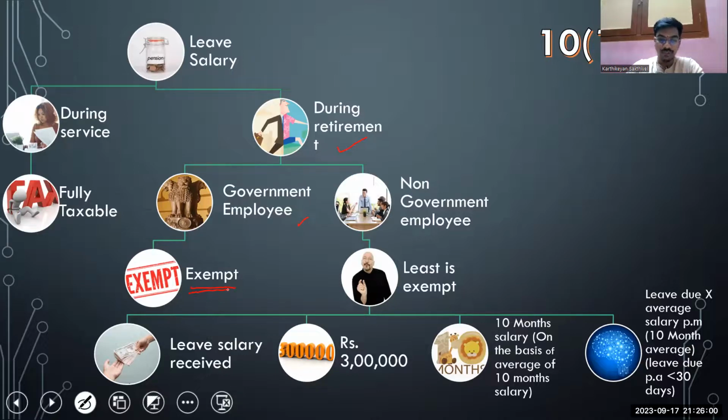However, if you are not a government employee, then the least of the following will be exempt, of which the leave salary received will be the first thing. Next is 3 lakhs. Then 10 months salary on the basis of the average of 10 months salary. Then leave due into average salary per month based on 10 months average. And leave due per annum, which cannot exceed 30 days per annum.